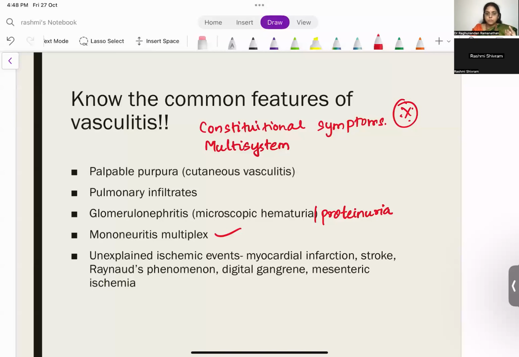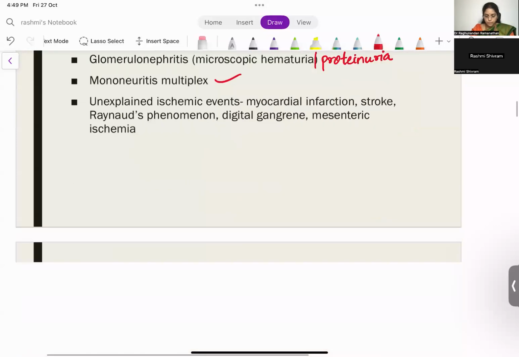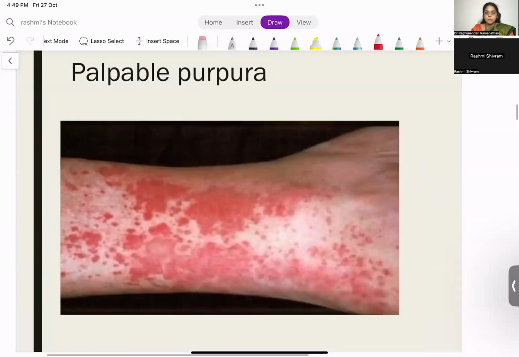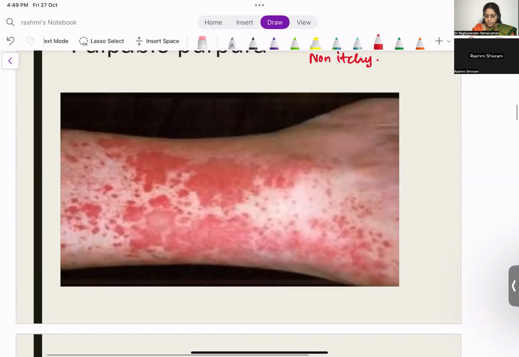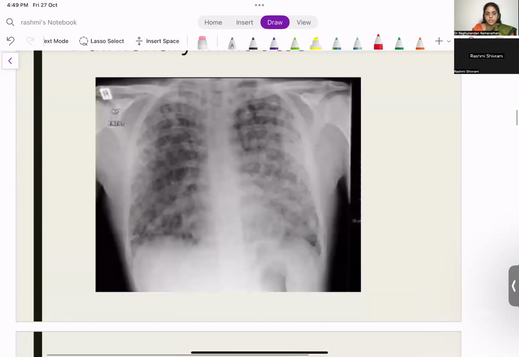But constitutional symptoms will definitely be there, and it will mostly be a multi-system involvement. Let's move on. These are some photos. Palpable purpura. It will usually be non-itchy. These are erythematous, palpable purpura.